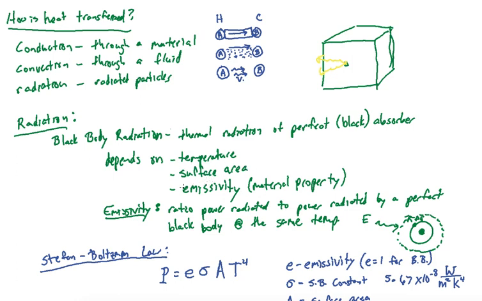And then lastly, for non-perfect black bodies, or even for black bodies, it's this thing called emissivity. It's a material property, a property of the actual object itself, that tells you how much radiation it will emit.